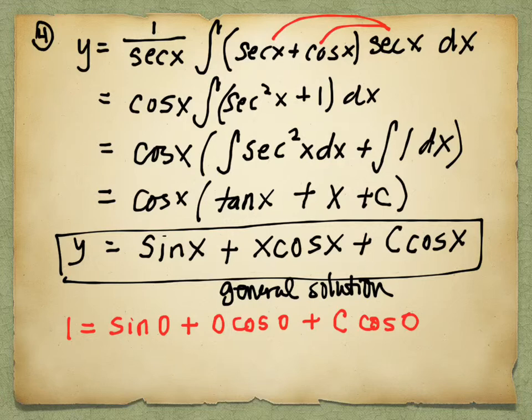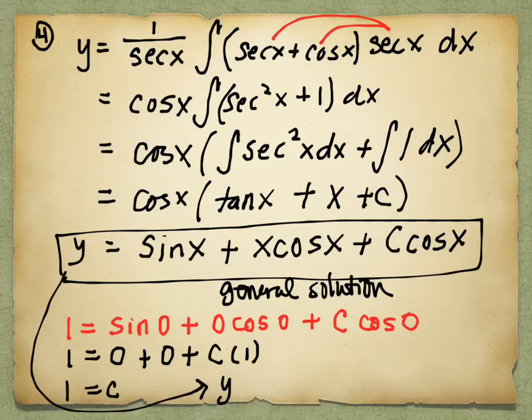Okay, so let's remember some of your trig. What is sine of 0? 0. What is cosine of 0? It's actually 1, but there's a 0 times that 1, so this piece is also 0. And then I have c times, and we just said cosine of 0 was 1. So we found out that c is actually equal to 1. So our particular solution from the original problem, written out entirely, is y equals sine of x plus x cosine of x plus cosine of x.